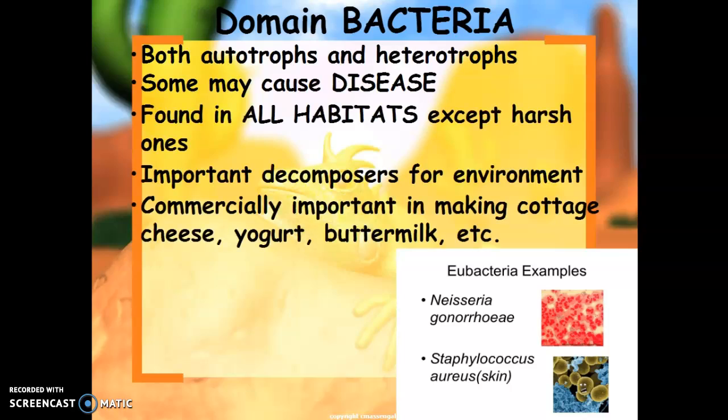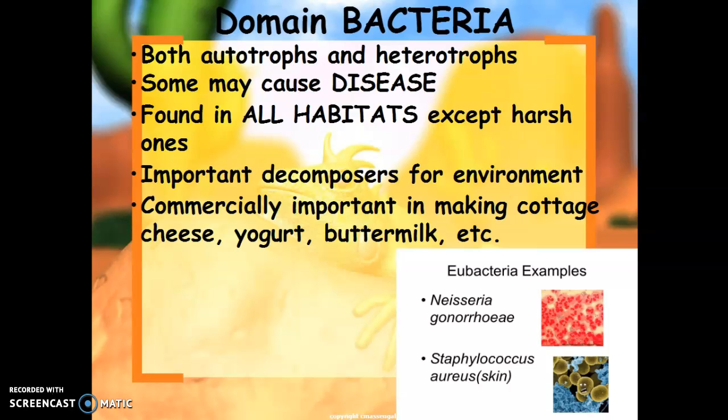Domain Bacteria: they can be both autotrophs and heterotrophs in how they obtain their nutrition. Some may cause a disease. They are found in all habitats except for harsh ones. They can be decomposers. We use them in making cottage cheese, yogurt, buttermilk, etc.